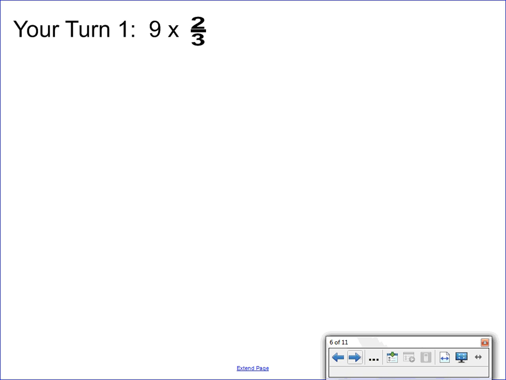9 times 2/3. Pause the video, work the problem out, see what you get, push play for the answer. All right, let's see what you did. Hopefully, you put 9 over 1 to start with. That's how you set that problem up. So let's take a look.